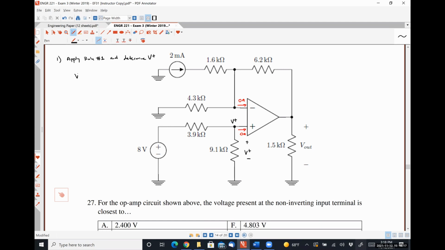So V plus in this case would be 8 volts multiplied by 9.1 kiloohms divided by 3.9 kiloohms plus 9.1 kiloohms, because I have a voltage divider circuit applied at my non-inverting terminal.